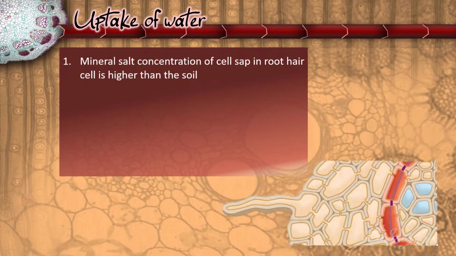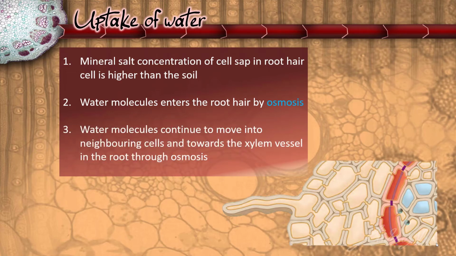So the mineral salt concentration of the cell sap in the root is higher than that of the soil. So this will cause the water potential inside the root hair cell to be lower than that of the soil. Therefore, water molecules will enter the root by osmosis. The water molecules will continue to move into the neighboring cell towards the xylem vessel in the root through osmosis before they get carried up the stem through three mechanisms.